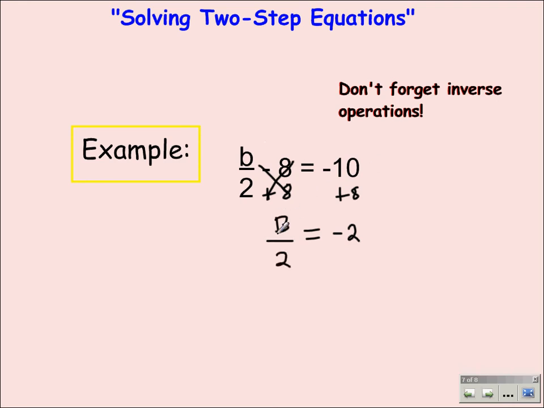We still have not gotten the b by itself, so to get rid of this 2, because they are being divided, we can multiply both sides by 2, which will get rid of our 2's on this side, and will give us negative 2 times 2, which equals negative 4, and b is equal to negative 4.